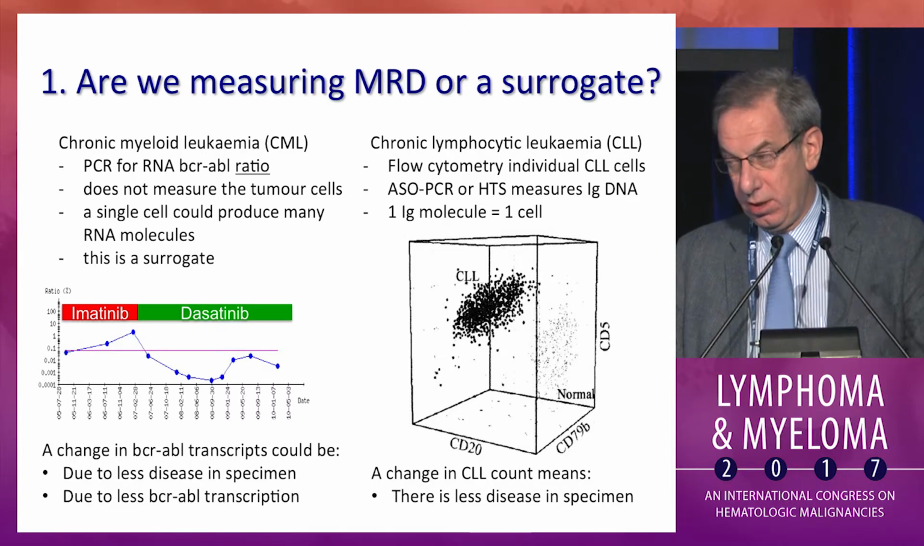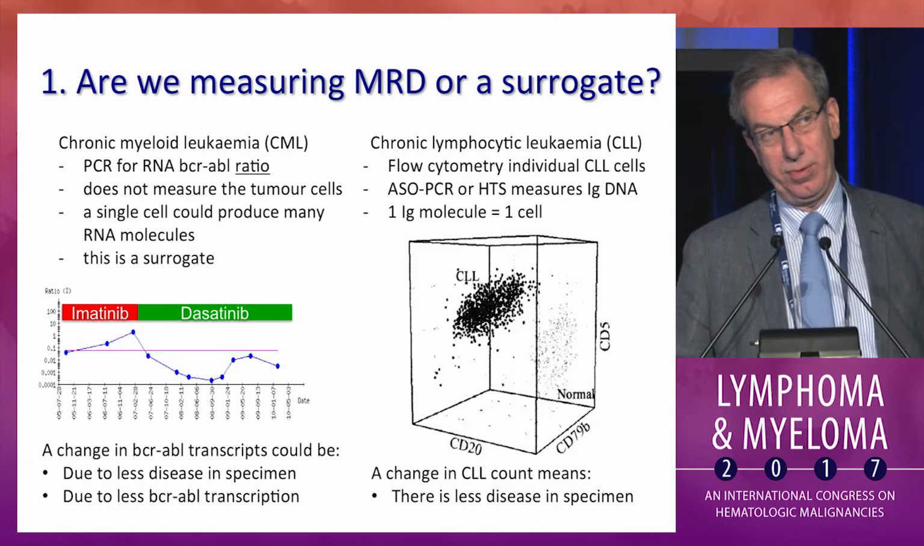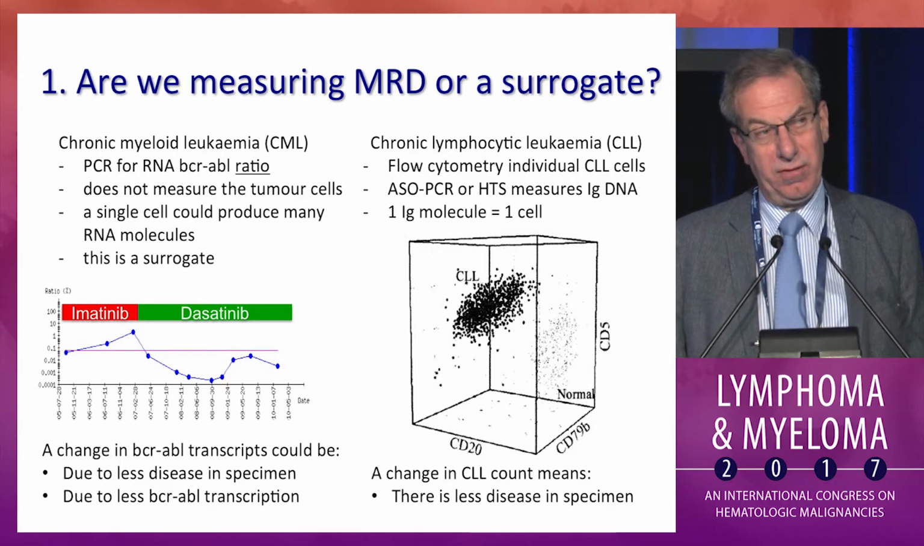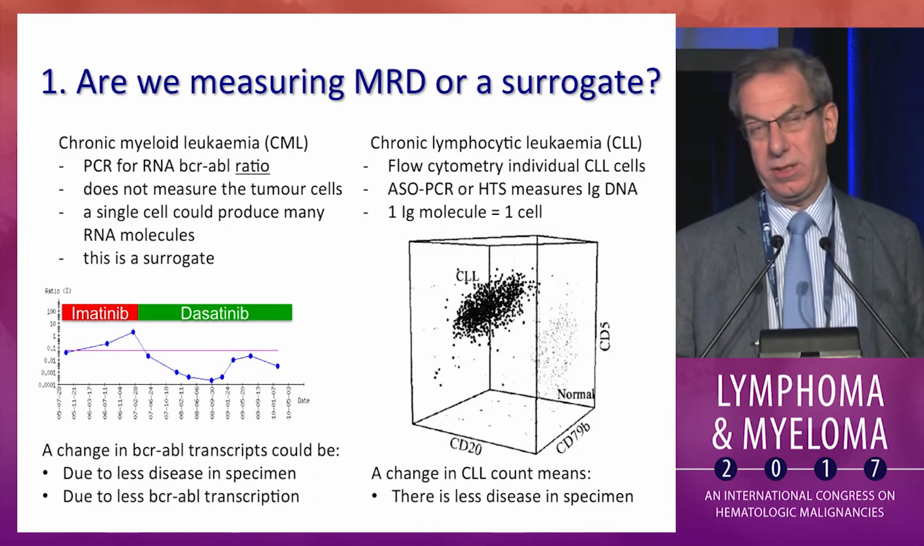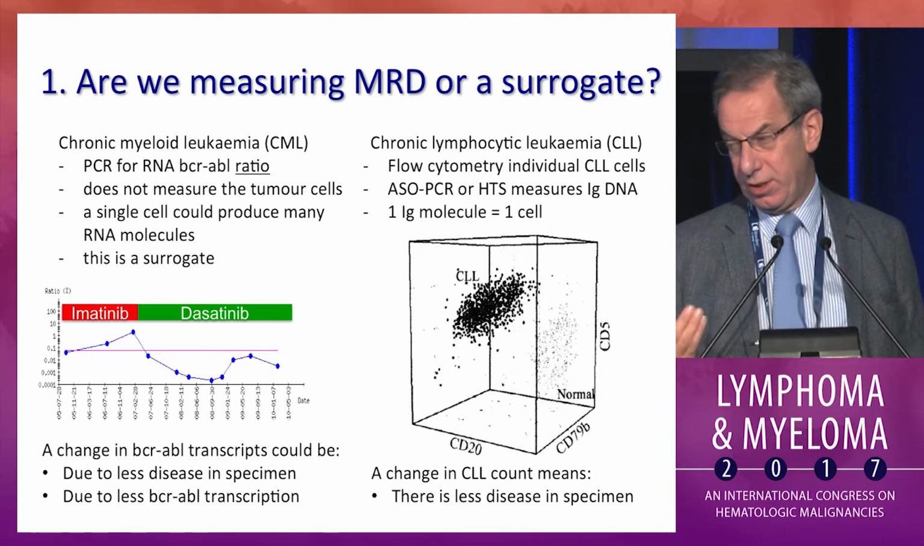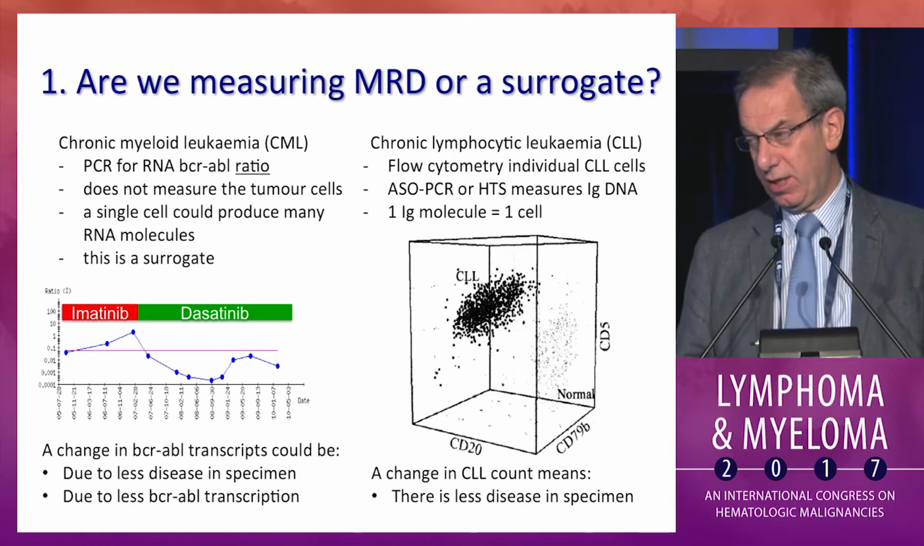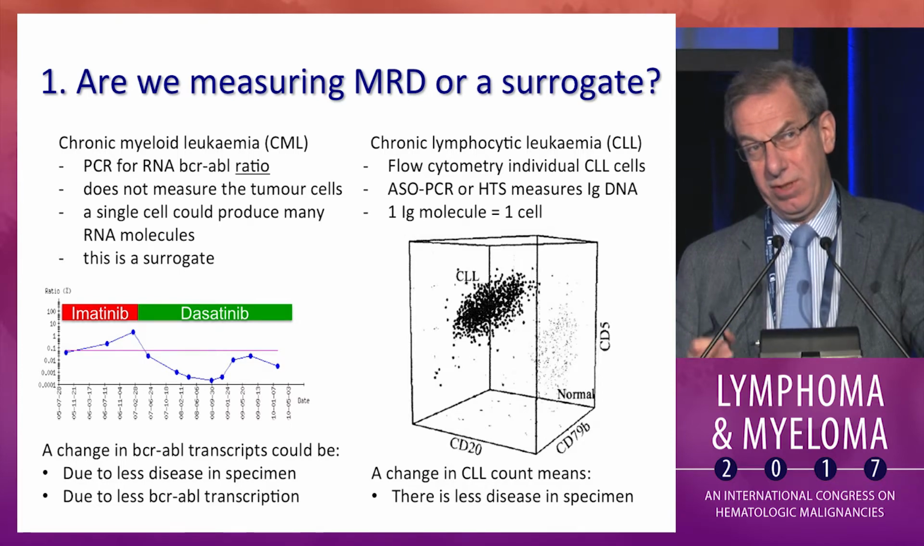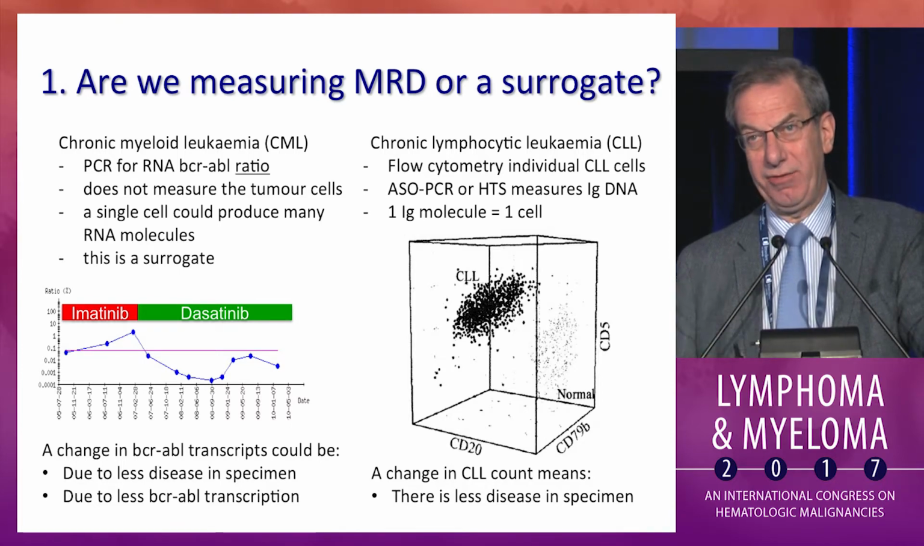Whereas with CLL, whichever test we use, and we will be applying, I think, both flow cytometry and the next generation molecular testing, high-throughput sequencing, and I'll show you the data we have, we're actually measuring the individual cells, either the DNA, so a single immunoglobulin gene per cell, or the cell as shown in this cartoon. So a change in the CLL count means that there's a change in the level of disease in that sample, not necessarily in the patient.